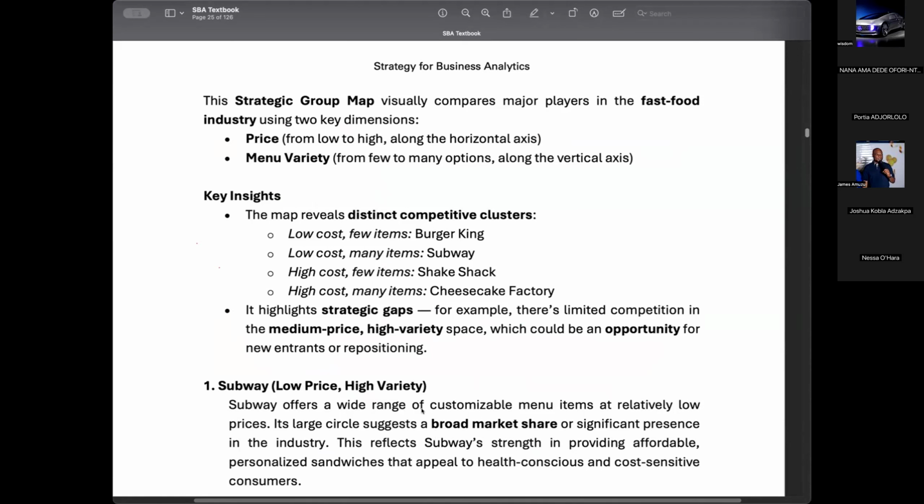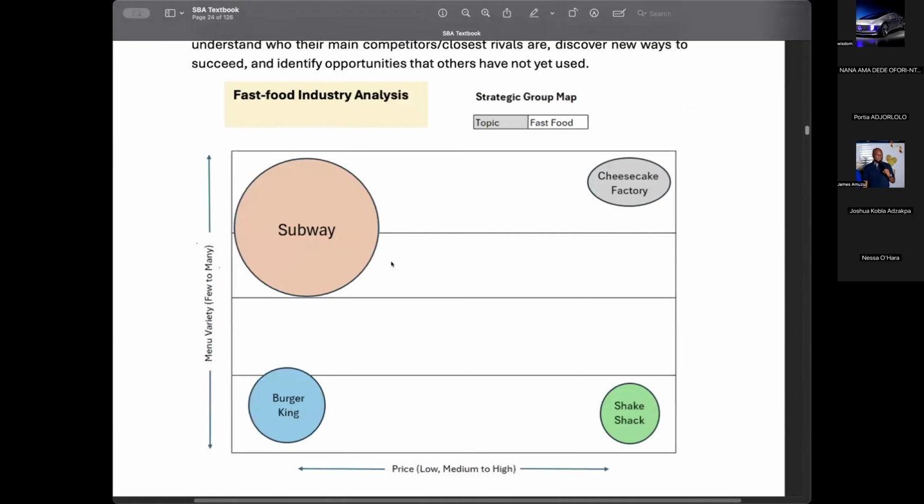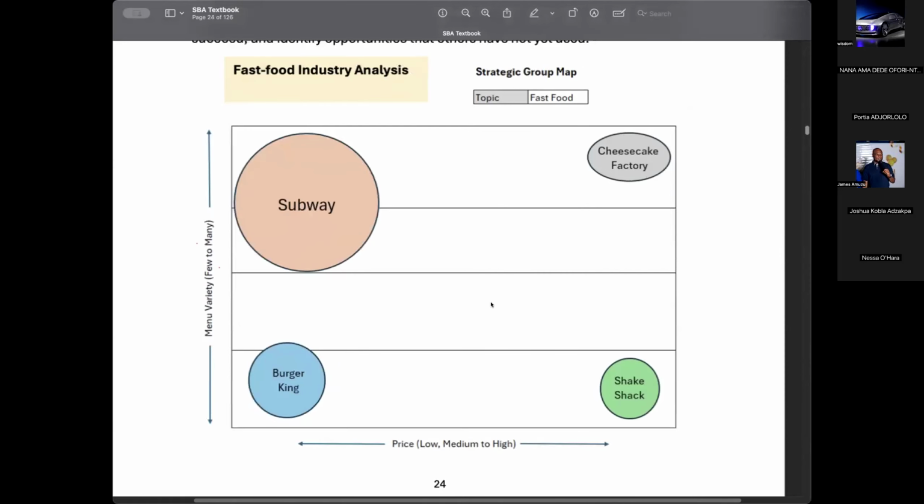So there's limited competition. If you look at what the gaps are highlighting, it highlights strategic gaps. For example, there's limited competition in the medium price and high variety space. So there's an opportunity for new entrants. Medium price with high variety is not actually occupied. So if you look at the diagram, medium price is somewhere here. There's no company there.